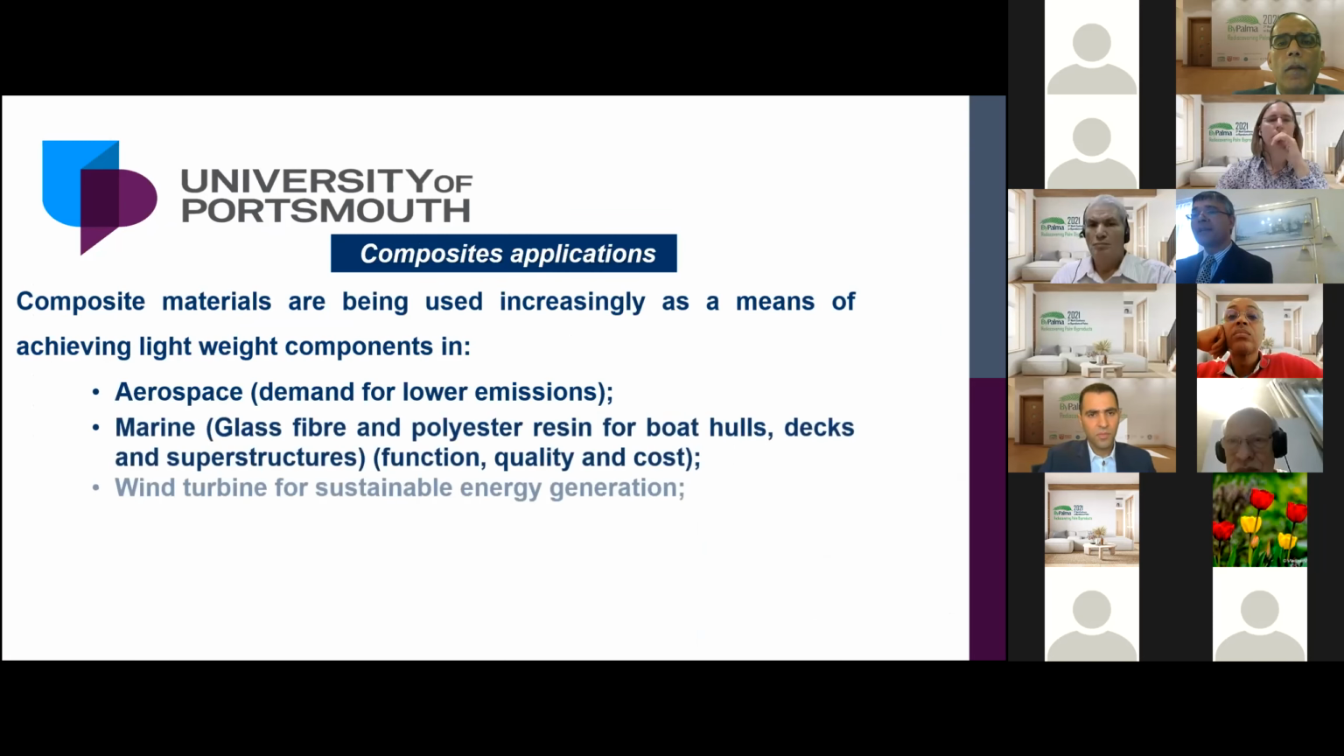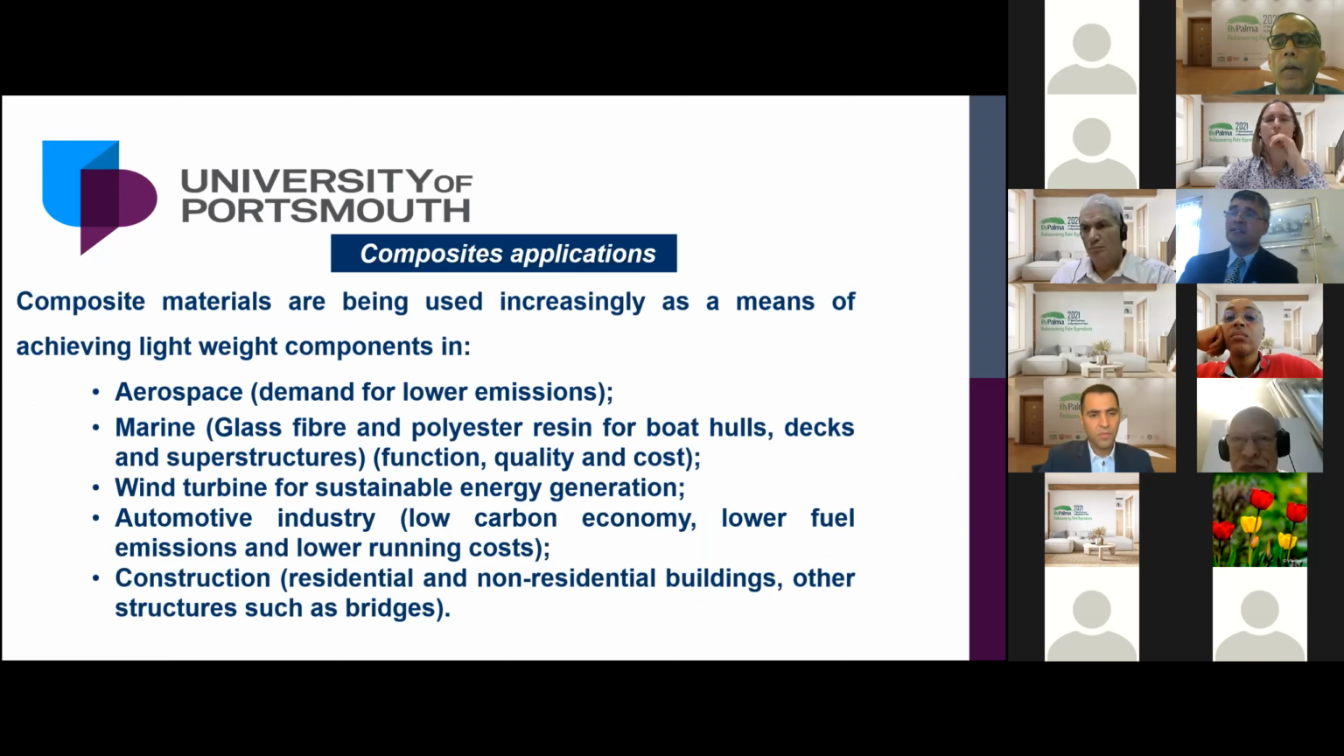Application-wise, there are different applications where these materials have been utilized. Aerospace, obviously, has demand for lower emissions. I'm talking about composite materials. Marine uses glass fiber and polyester resin for boat hulls, decks, and superstructures. Function, quality, and cost are very important for the marine sector. In wind turbines, as a renewable energy sector, they are using flax fiber. They are trying to replace glass fiber turbine blades with flax fiber turbine blades.